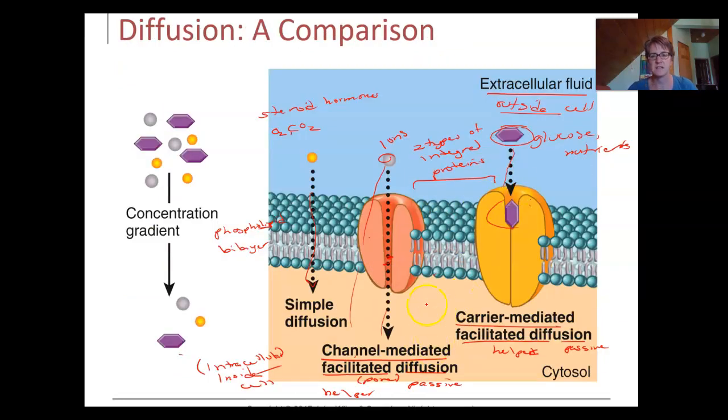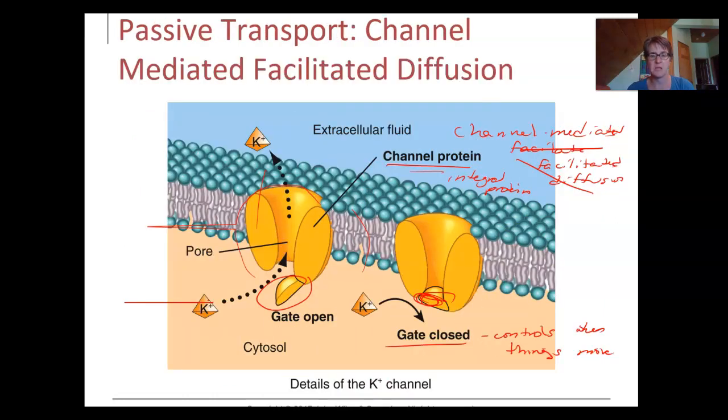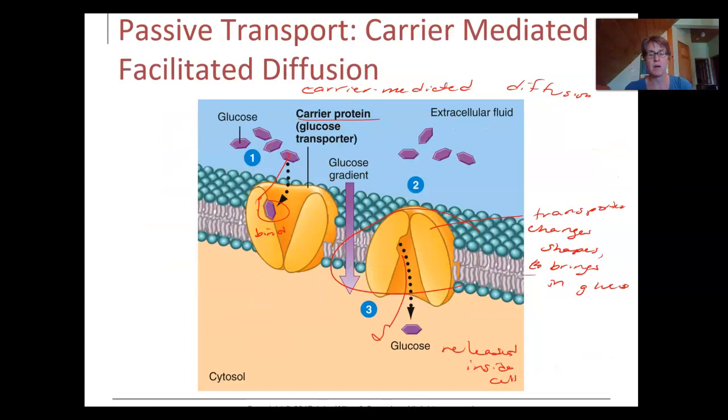All right, so we had simple diffusion, channel mediated, and carrier mediated facilitated diffusion. Here's a little bit more about channel mediated, and a little bit more about carrier mediated. Those are my three main types of passive transport. Passive transport, no ATP, moving along the concentration gradient, going from where there's more to where there's less.